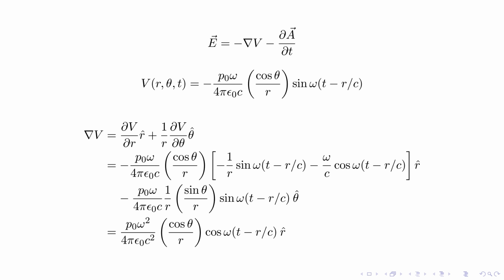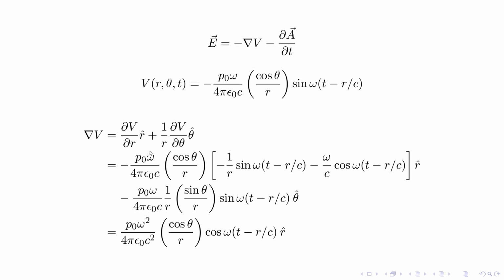So finally, we're going to compute the E field, and in order to do that, we need the gradient of V and the time derivative of the A field. In spherical coordinates, the gradient of V is, we already calculated this, negative p naught omega over 4 pi epsilon naught c, cosine theta over r, sine omega t minus r over c. And so if we take the gradient of that, we have to take the partial derivative of V with respect to r in the r hat direction, and 1 over r times the partial derivative of V with respect to theta in the theta hat direction.